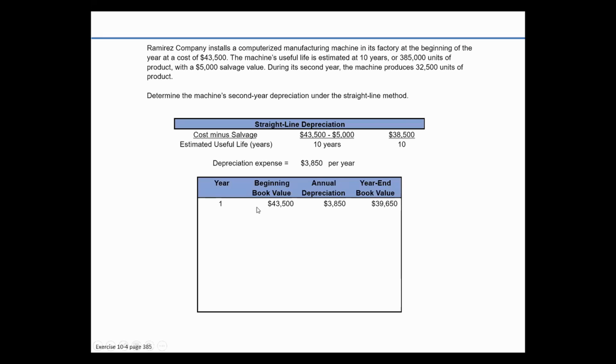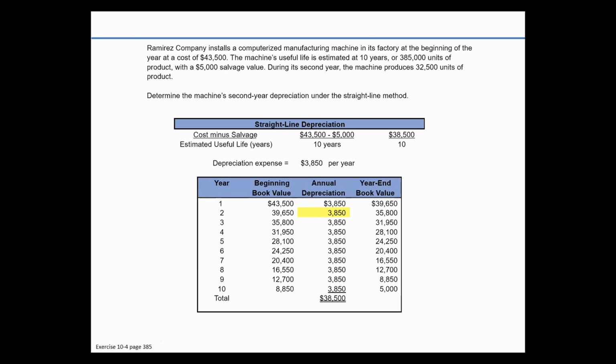So year one, the beginning book value was $43,500 because that's what the cost of the machine was. And then subtract the annual depreciation, $3,850. You get an ending book value of $39,650. So then in year two, they just want to know how much the depreciation is. Well, we see that it's going to be the same each year, because you do this straight line, how much the depreciation is.